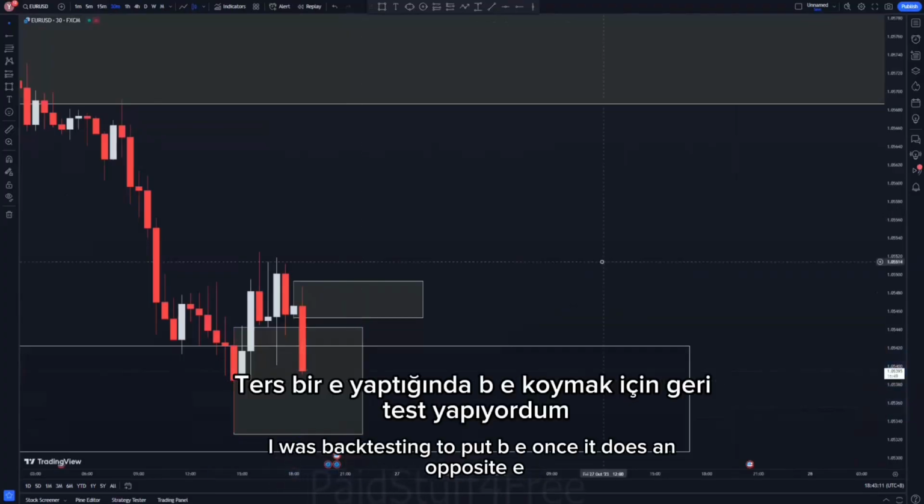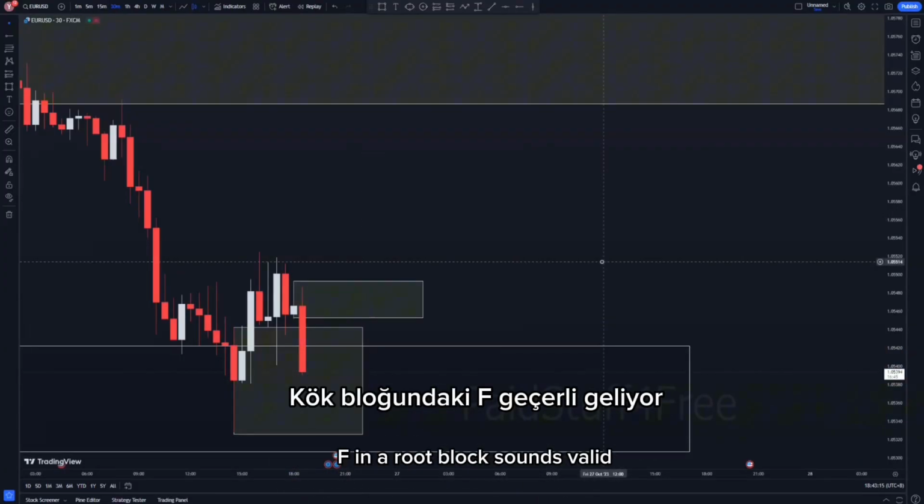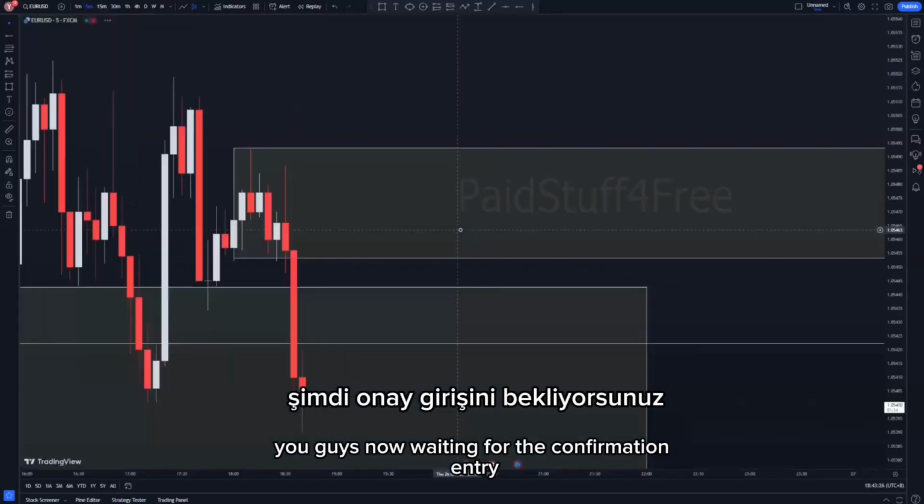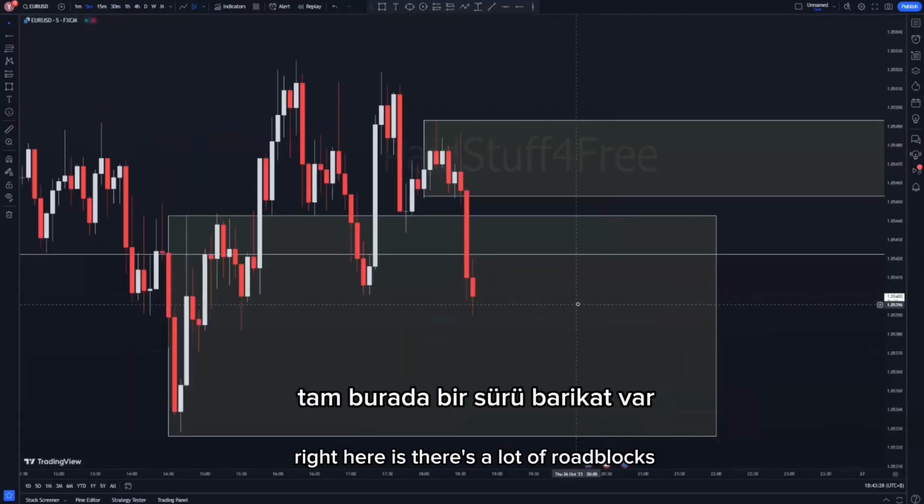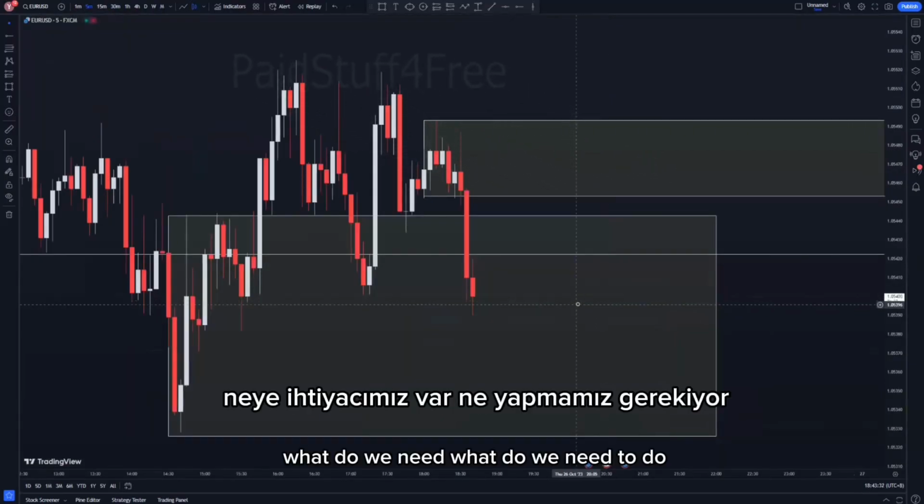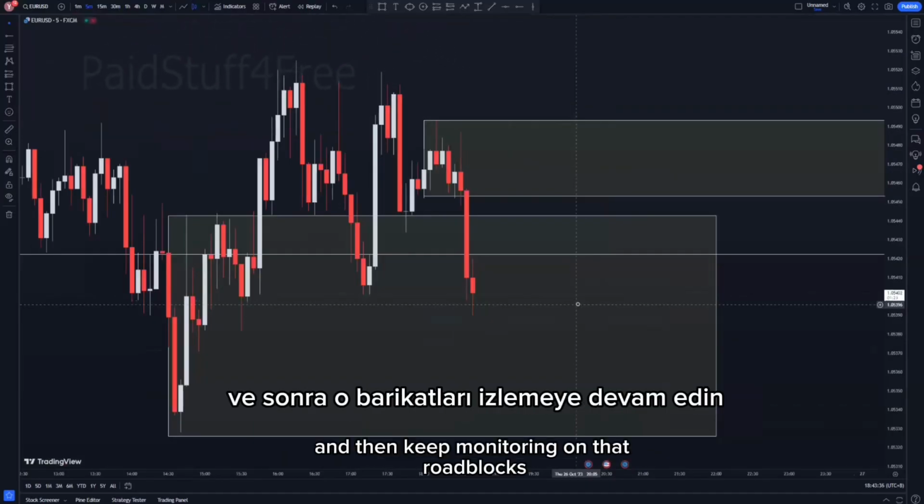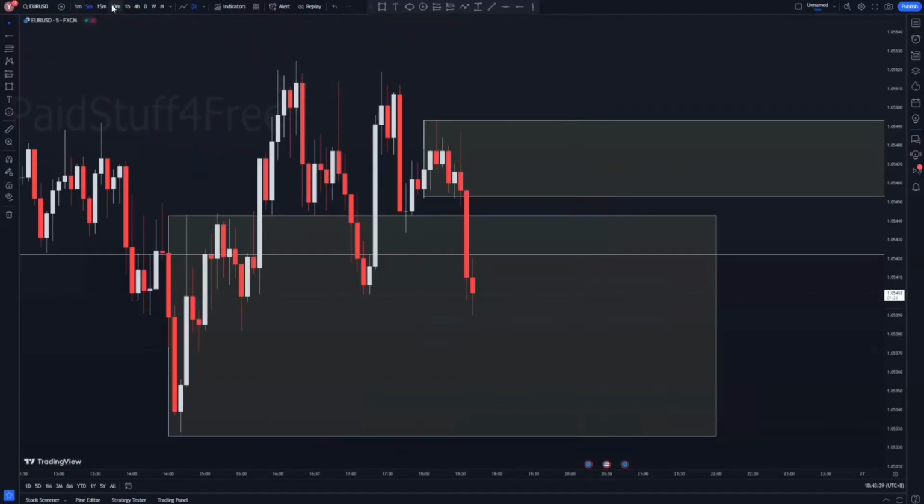I was backtesting to put BE once it does, and opposite EF in a roadblock sounds valid. Yes. Yeah, it's valid. So you guys are now waiting for the confirmation entry right here. There's a lot of roadblocks. What do we need to do? Yeah, keep focusing on the H4 and keep monitoring those roadblocks. That's it. Right.